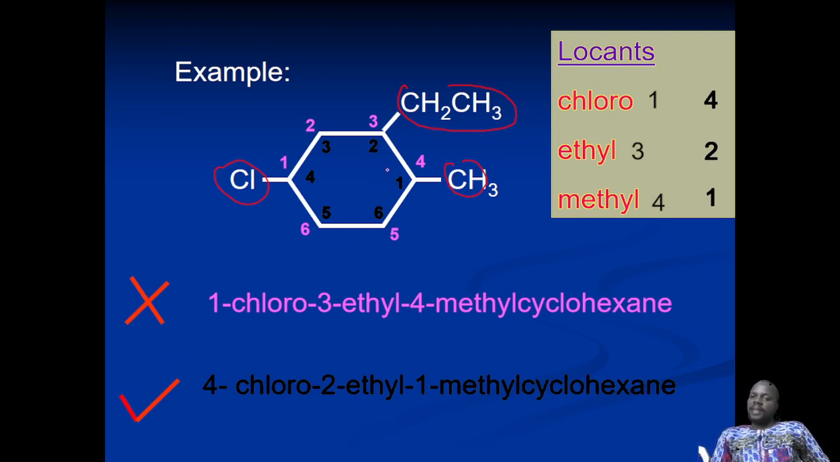Now, guys, let me explain in detail why we say this is correct. If I started from this 4-chloro, 2, then 4 plus 2 is 6, 6 plus 1 is 7.